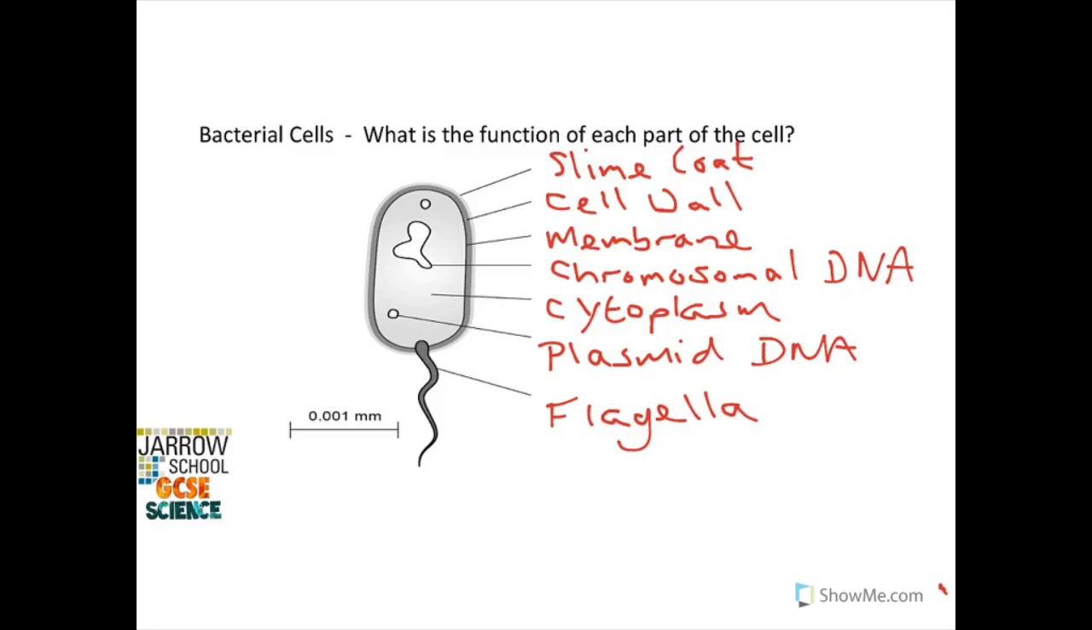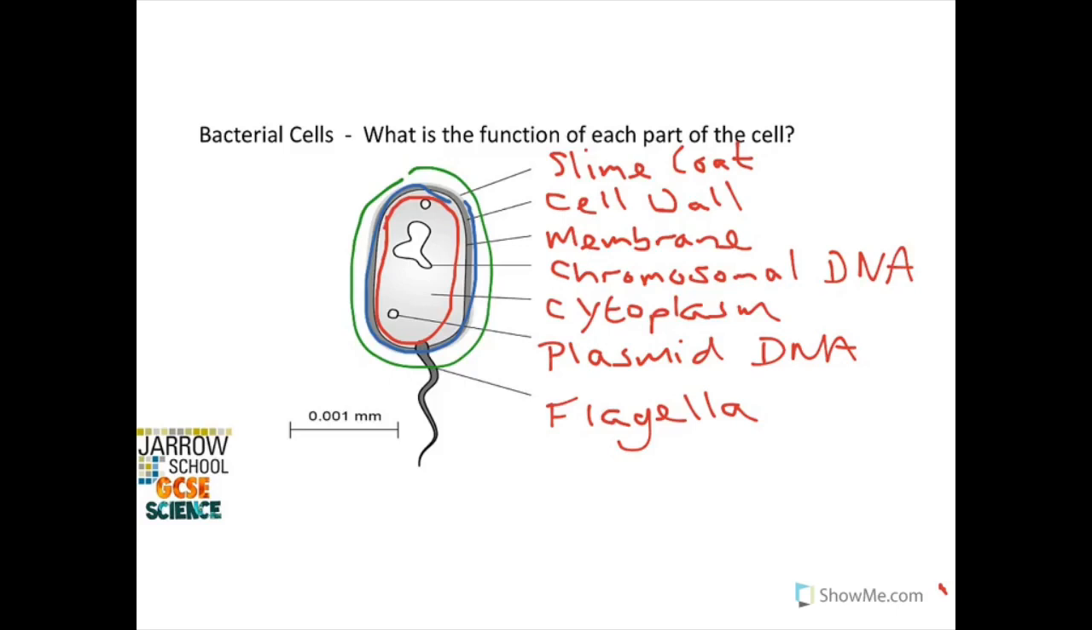As you can see, I've annotated each part of the bacterial cell. Okay, this first part is the slime coat, which is on the outside of the bacterial cell. Now, not all bacteria have this, but it is for protection of the bacterial cell. The cell wall, which is just around the outside here, is not made of the same substance as in plants, so it's not made of cellulose, and it's quite a flexible cell wall.